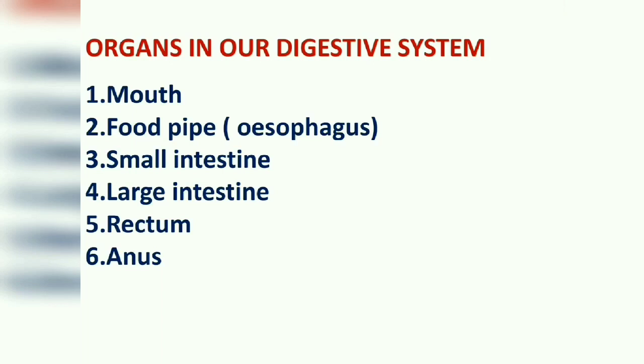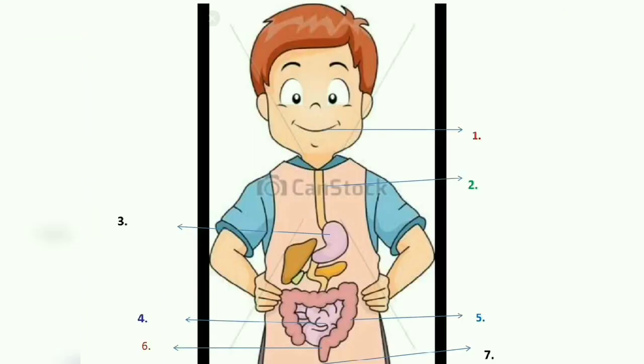Once again we'll do mouth. From the mouth it goes to the food pipe, which is also called the esophagus. From the food pipe, food goes to the small intestine, then the large intestine. From the large intestine, the undigested waste goes to the rectum and is removed through the anus.